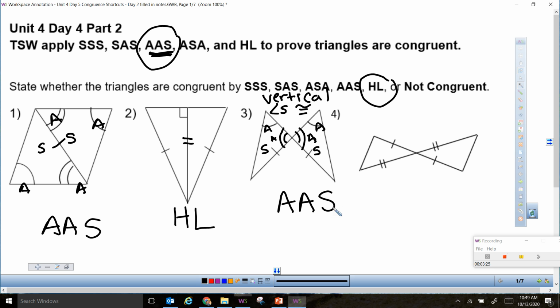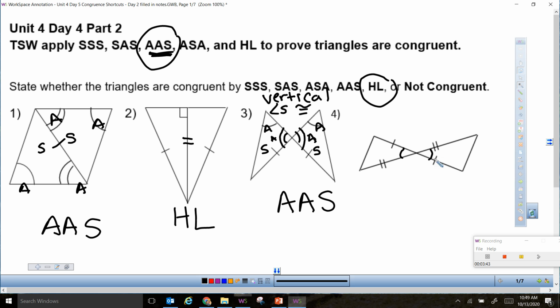Next one, number 4. I need to add something to this diagram. What is also congruent on this diagram? The angles. Why are these angles congruent? Those are vertical angles. So again, vertical angles are always congruent.